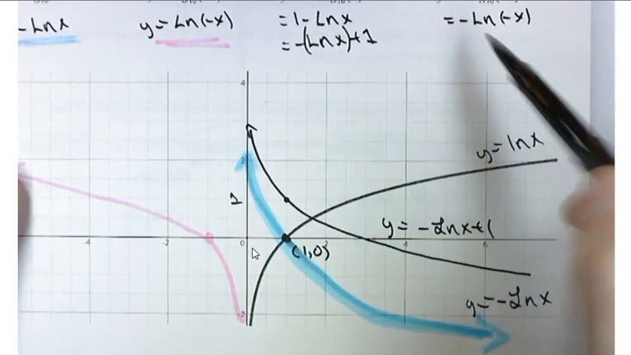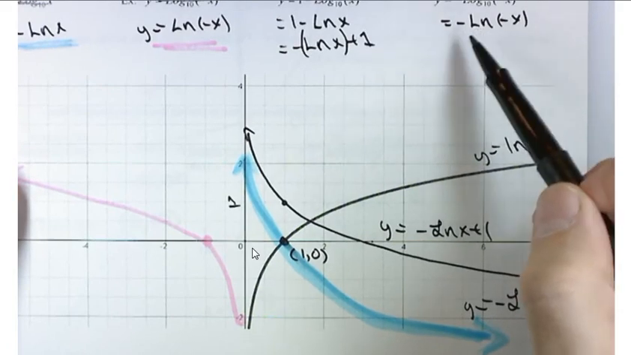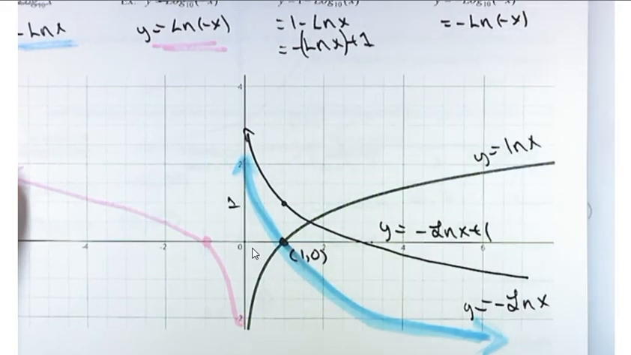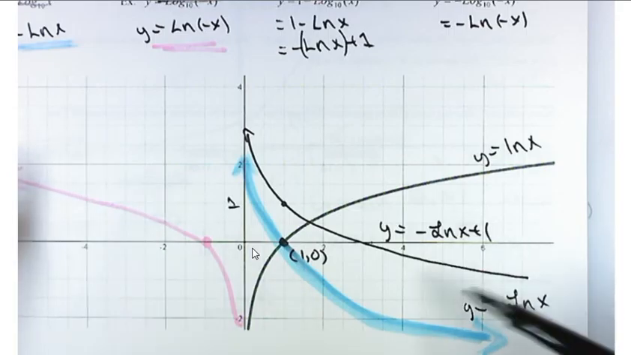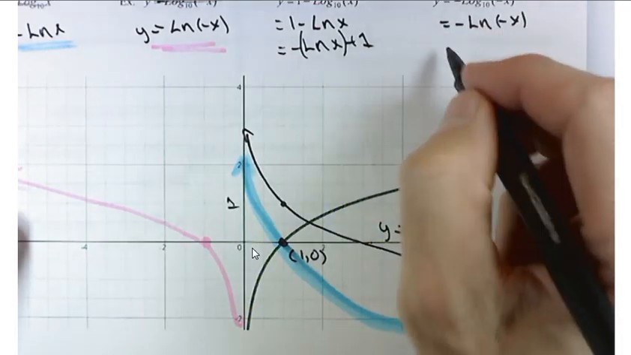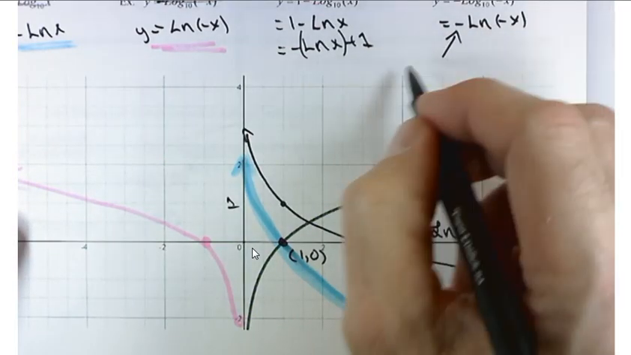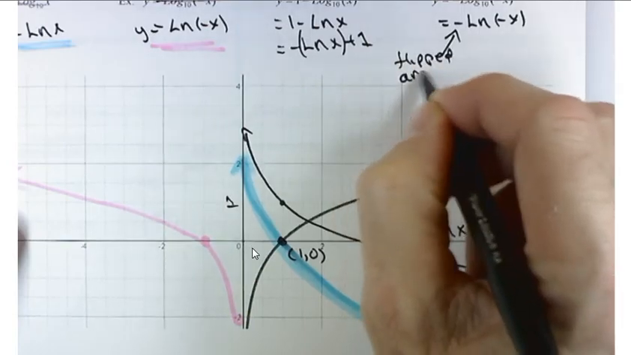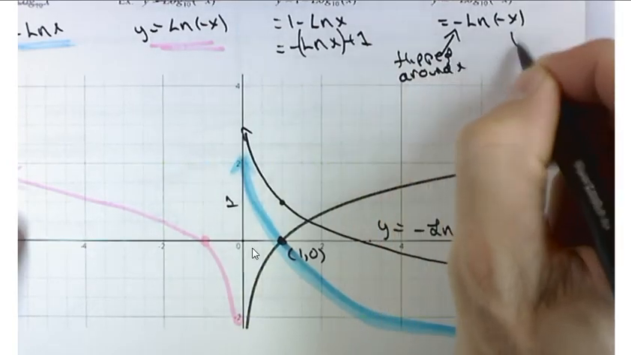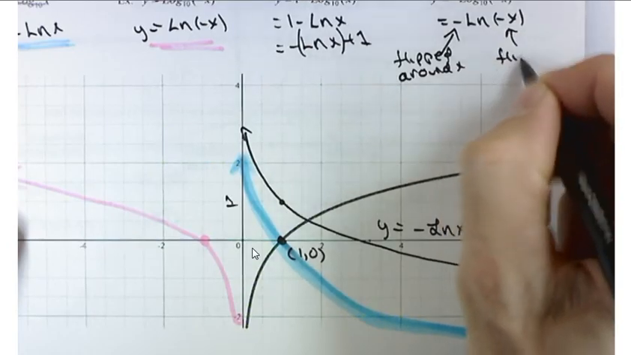Last but not least, minus ln of minus x. There are two reflections in this one. What would they be? Good, the x and y axis. So that's flipped around the x axis, and that's going to be flipped around the y.